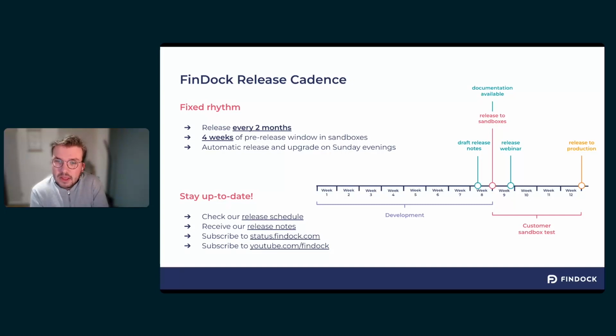And just to start with the basics, we have a set release cadence where we work in a fixed rhythm where we release every 2 months, so 6 releases per year. Once the release is done, we push it automatically through your sandboxes, which allows you as a partner, together with the customer, to experience the new features in a 4-week sandbox period before we push it to production.